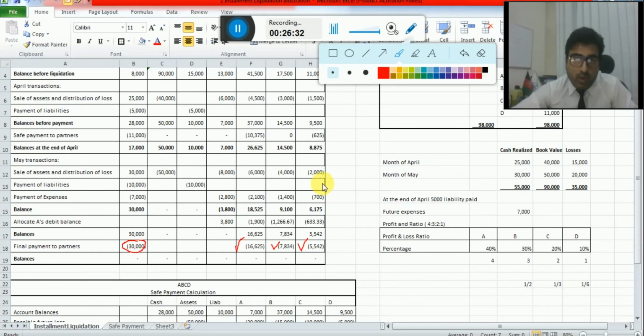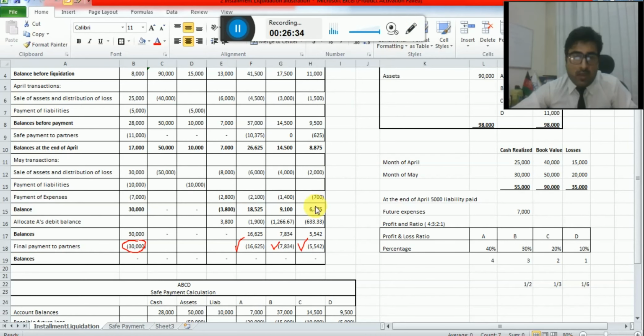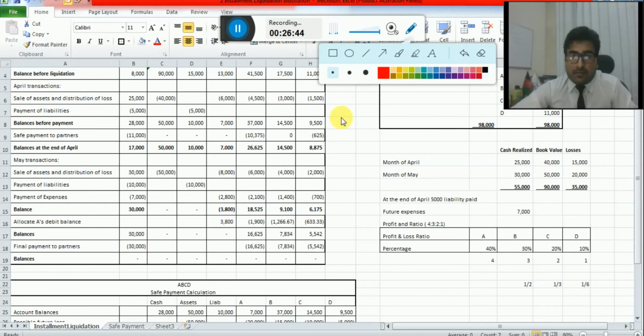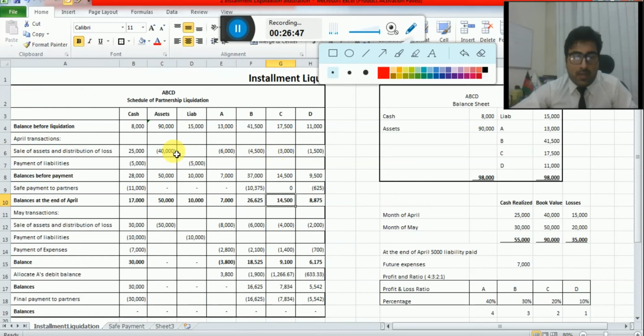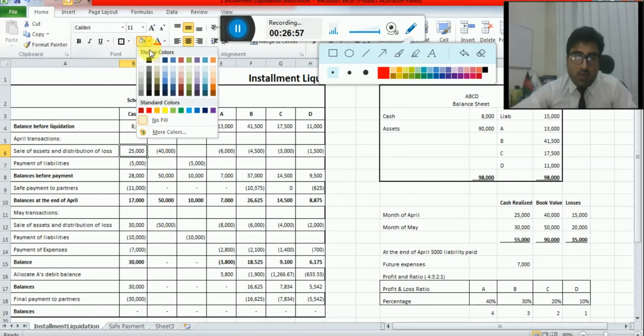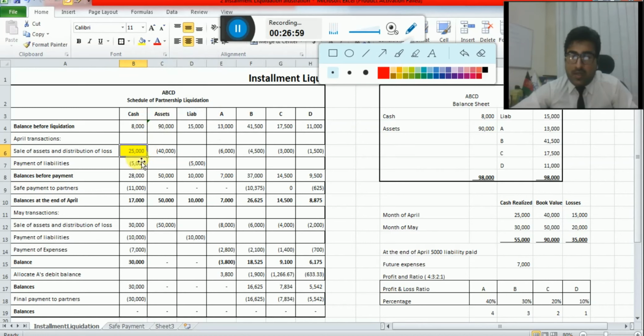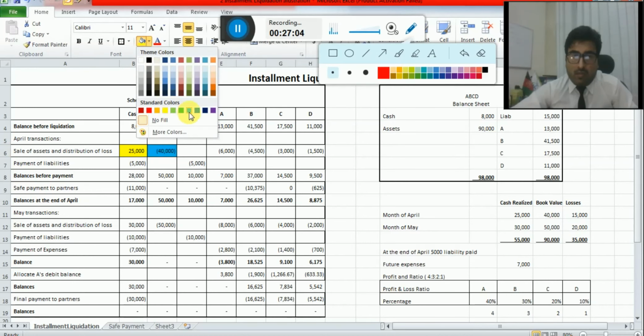Now I'm just quickly telling you about the transactions, so what is debited and what is credited. Look, dear students, we are starting from here. This is cash, an increase, so anything which is debited we make in yellow. So cash increase, increase in asset, debit. Here is asset decrease, so make it light blue.